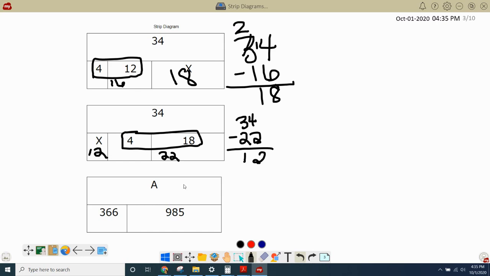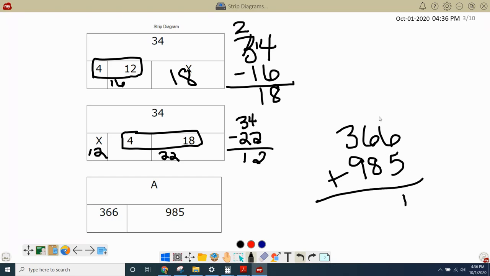All right, the last one is a very simple one. This is probably one you saw last year, something similar to it, okay? 366 and 985. We don't have a total. We're looking for a total. We have 2 of these, so tell me what you think we're going to do to these 2 numbers to get this total. We are going to add, so 366 plus 985.